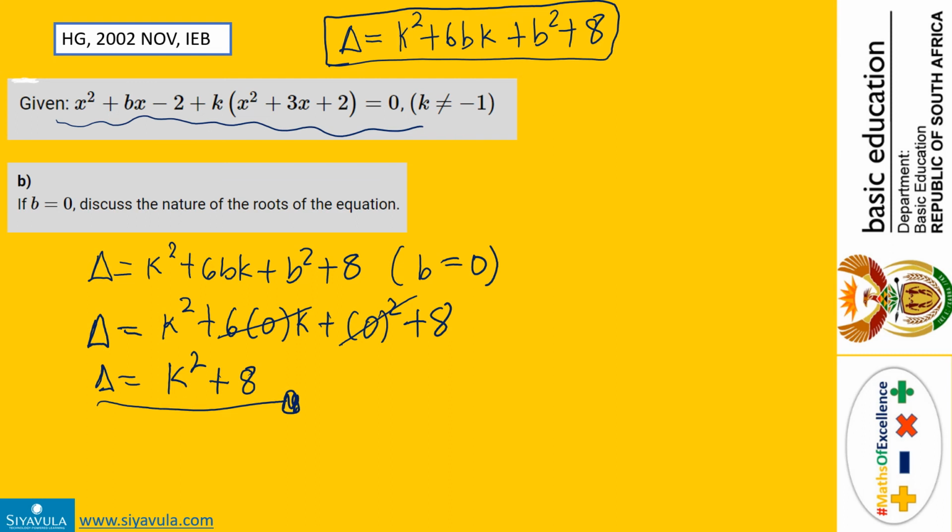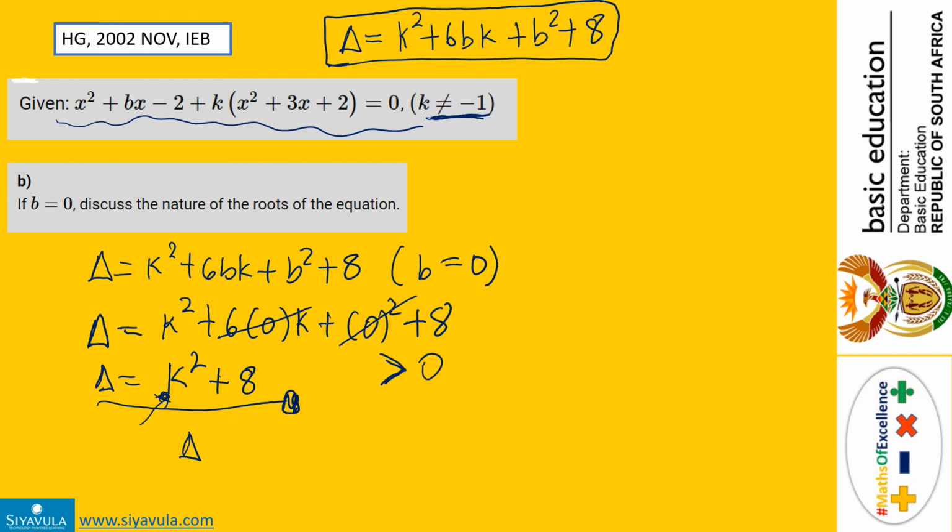And remember, the question says k must not be equal to -1, right? So it's just k squared plus 8. We can see that for any value of k that we substitute there, our delta will always be greater than 0, but it cannot be equal to 0. Why are we saying always greater than 0? It is because any value that you substitute, -2, any negative number, any positive number, this expression will remain above 0.